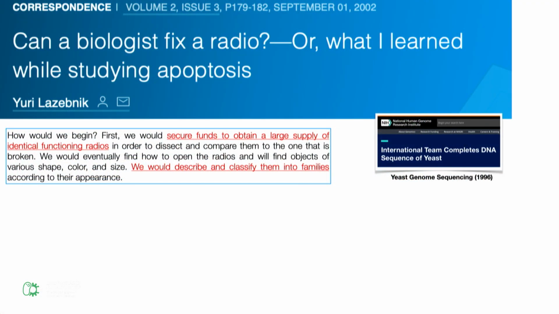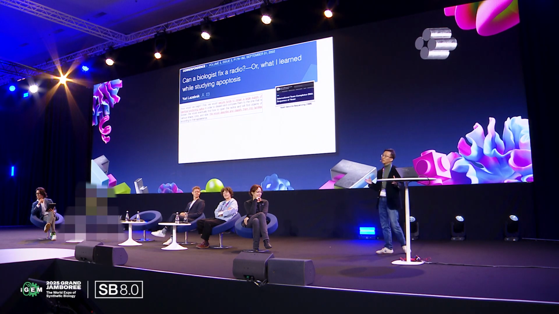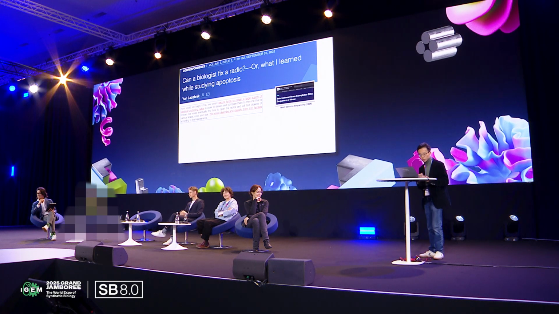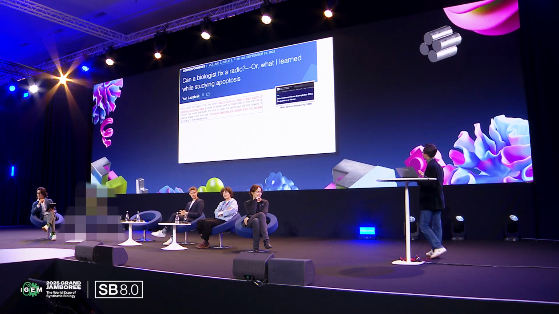He said the first thing he would do is secure funding to buy a lot of identical radios and compare them with the broken one. Then he would find a way to open up the radio, look at all the parts inside, sort them by size or color, and catalog all of these components into families. And this sounds very familiar to the biologists sitting here, right? This is what we have been doing.